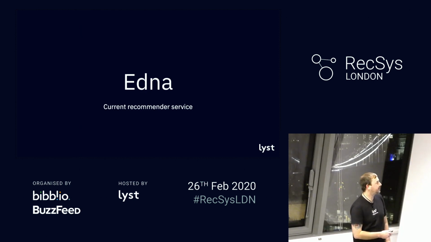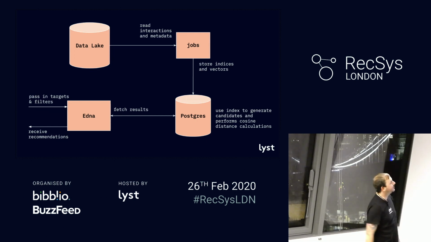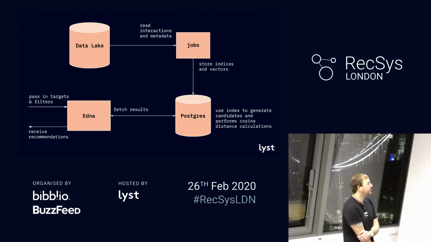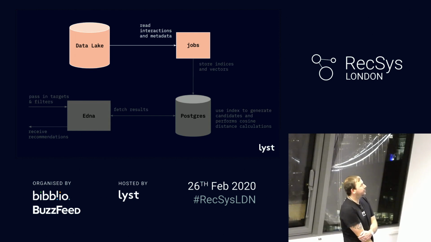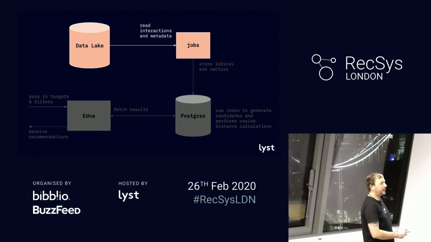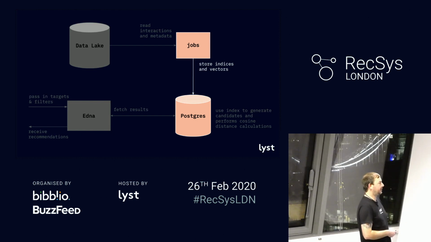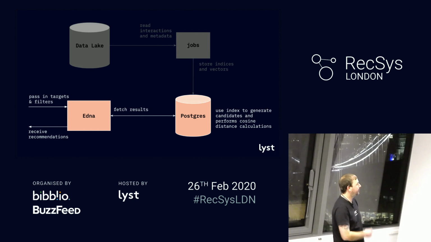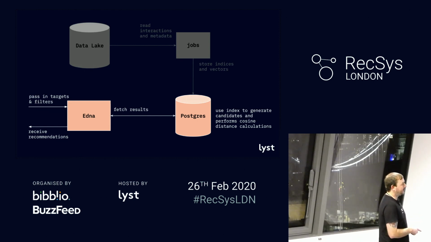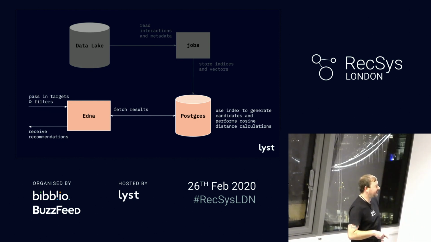Edna is our current recommender service. Here's the diagram of the entire thing. It's mostly based around this Postgres service over here, Postgres database. So the way it works is there are jobs that wake up, cron jobs, Airflow, doesn't matter, Metaflow we use. You read the interactions metadata out of the data lake. You make the indices, you make the vectors, you store them in Postgres database, and then at query time, Edna, the service itself, is really just a pass-through. It handles web requests, targets and filters come in, it goes to Postgres. Inside Postgres, in a Postgres extension with custom code, it does finding the RP forest index, the cosine distance calculations with the vectors, and returns you all the results.